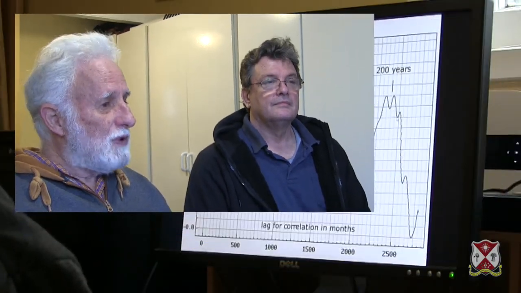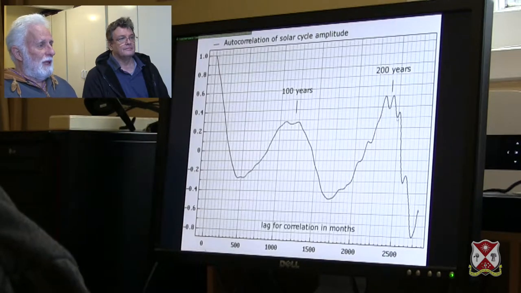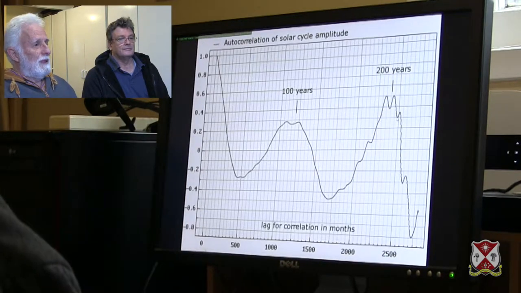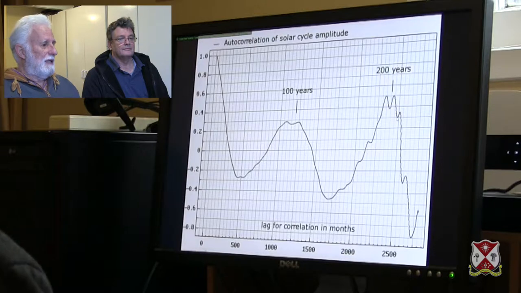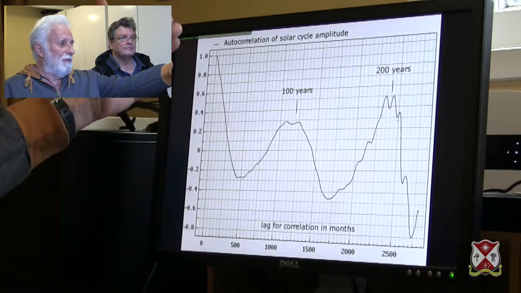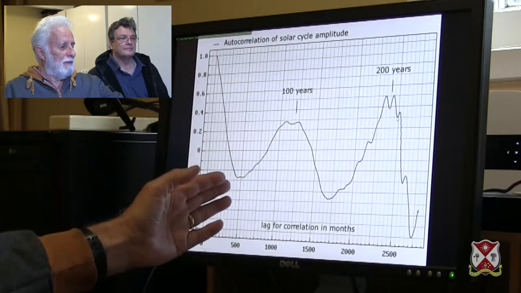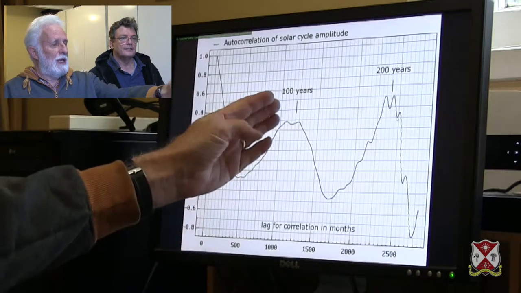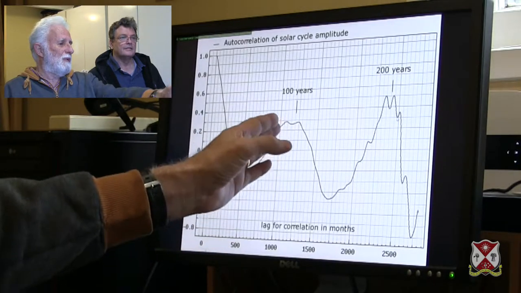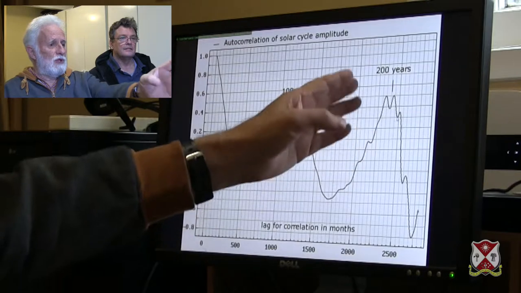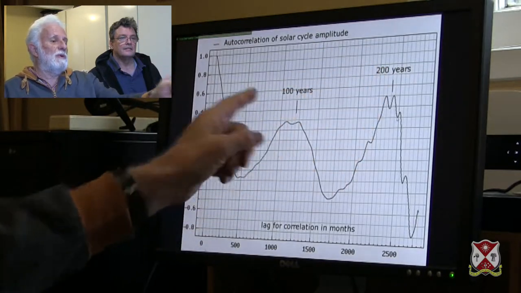In this case, we're taking the amplitude of the 11-year solar cycle, and it's an autocorrelation against itself, and it shows clearly that as you go back in time, it gets less and less similar. Then it gets more similar again, and at 100 years, it's quite similar to what it was. Then it gets less similar again and more similar at 200, and even more similar at 200 than at 100.